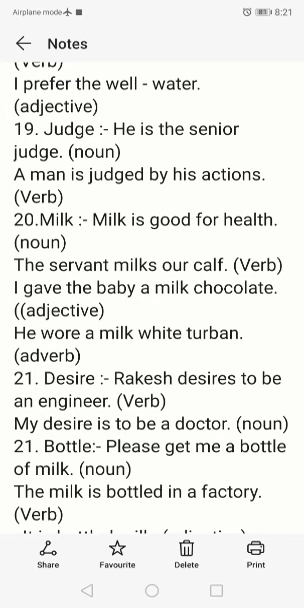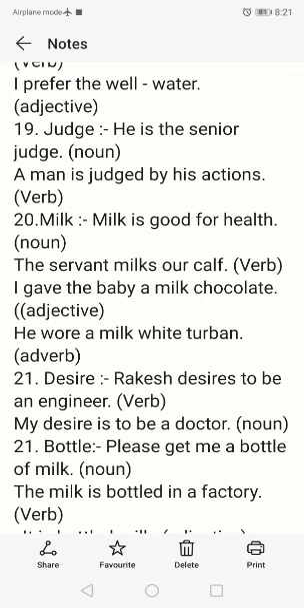In the same way, milk can also be used as an adjective. I gave the baby a milk chocolate. Chocolate is a noun. So milk is a word which modifies a noun, adding something to the noun. So milk here is used as an adjective.